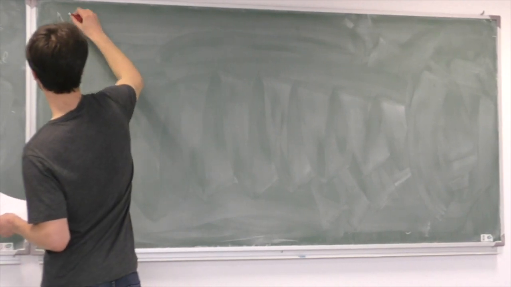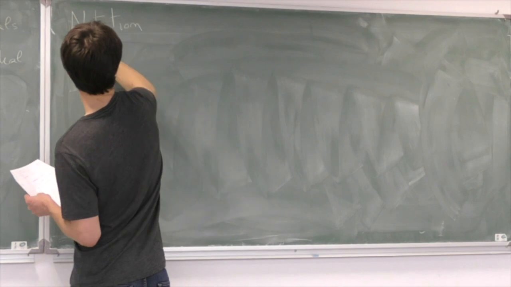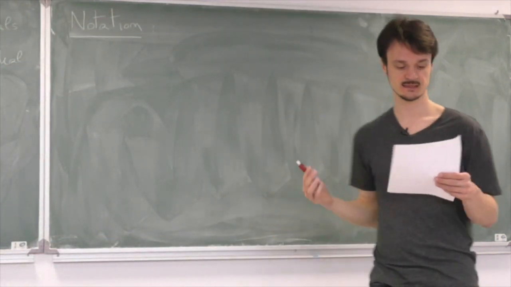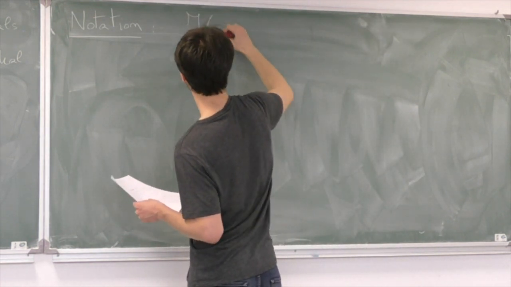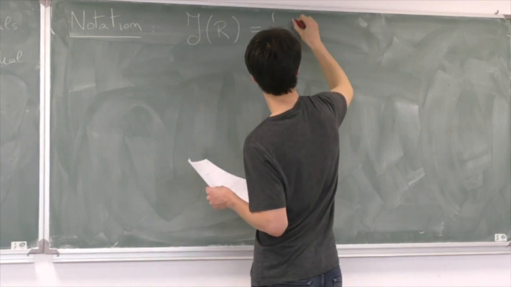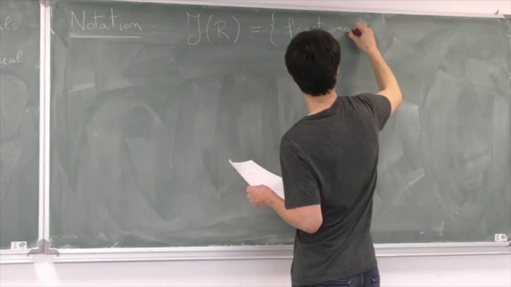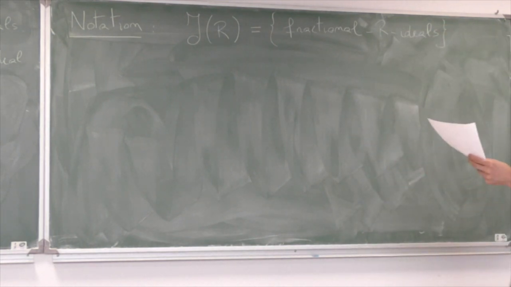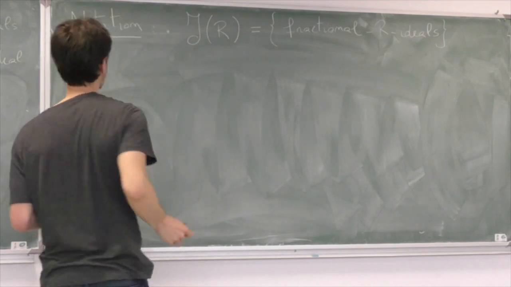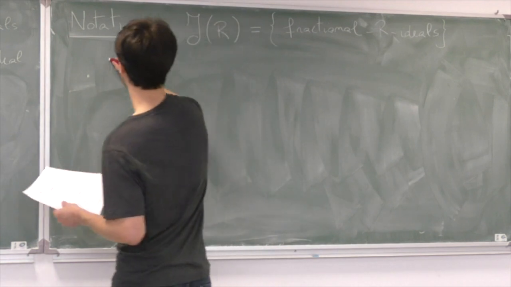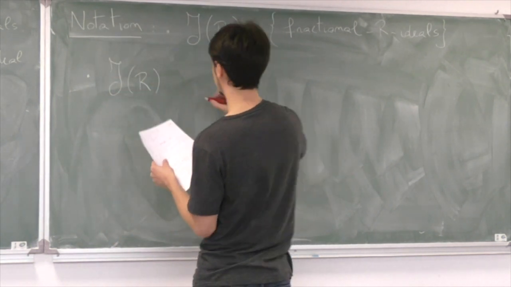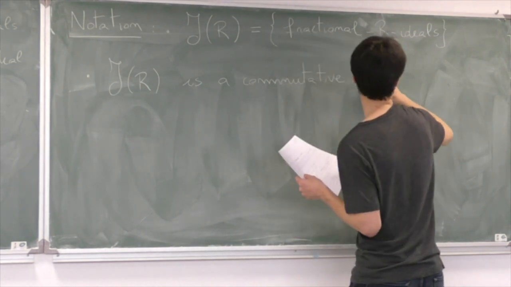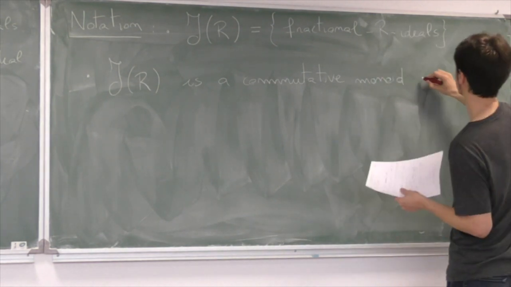Now let me introduce some notation. So we consider an order R, and we consider the set of fractional R ideals, and we're going to denote this set by curly I of R. Now observe one thing. Now that we have this set, we actually have some extra algebraic structure on it. In particular, one can observe that this I of R is a commutative monoid with respect to ideal multiplication.